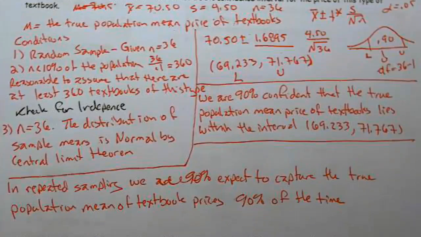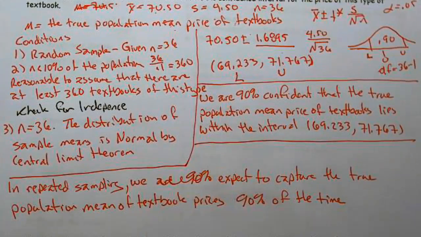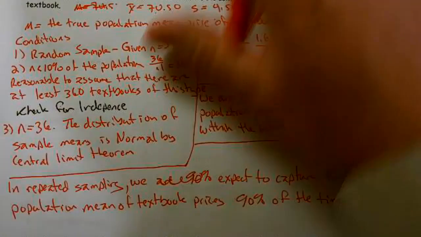All we did was just brag. We just said, hey, our method is so good, 90% of the time it works. What about yours? All right, that's all we did. And repeated sampling. So in other words, if we did it over and over and over again, on average, we'd expect to capture it 90% of the time.